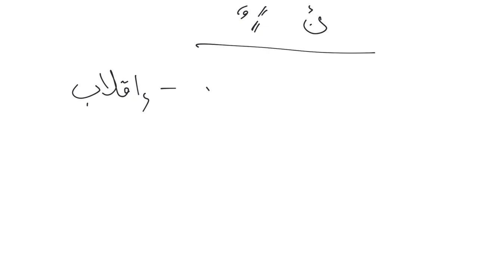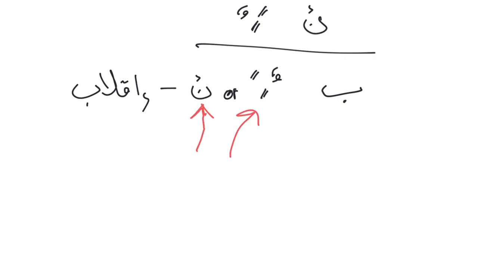So what is iqlab? After Noon Sakin or Tanween, if we have the letter ba, then we change the noon sound, which can be from here, or it can be from one of these. In, on, right? So that N sound at the end changes into a meme sound. Okay? So let's look at some examples of that.